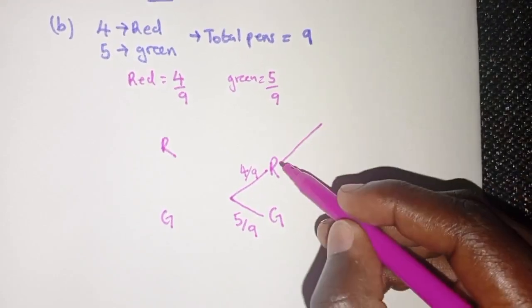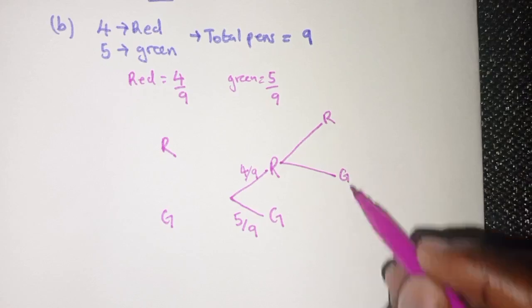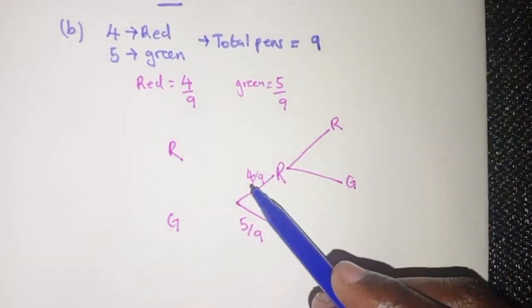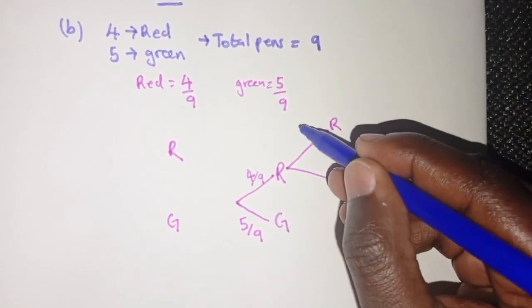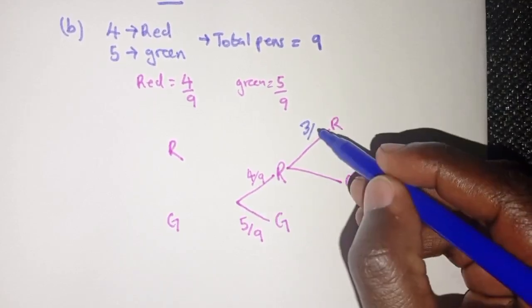So the outcomes here, this will be red, this will be green. In this case, assume that the pen which was picked was red, so this will reduce to 3/9. Now the total is no longer 9, it becomes 8.